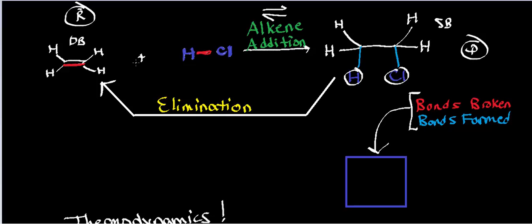What I want you to notice here is that these red bonds, this pi bond right here, these are pi electrons, and this sigma bond between the hydrogen and the chlorine atom, those are bonds that are broken. That's why I've indicated them in red. And notice this hydrogen bond to the carbon and this chlorine bond to the carbon, those are bonds that are formed.